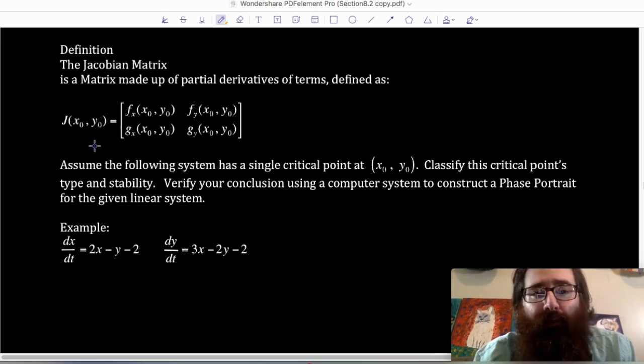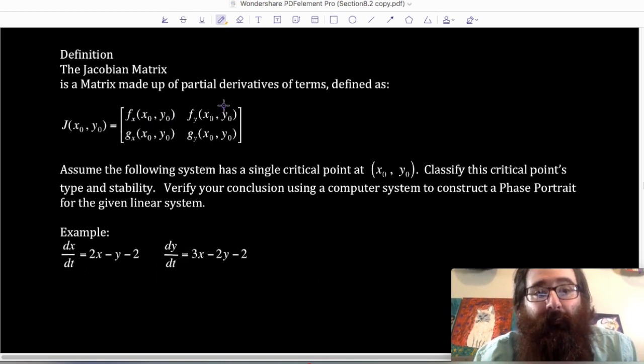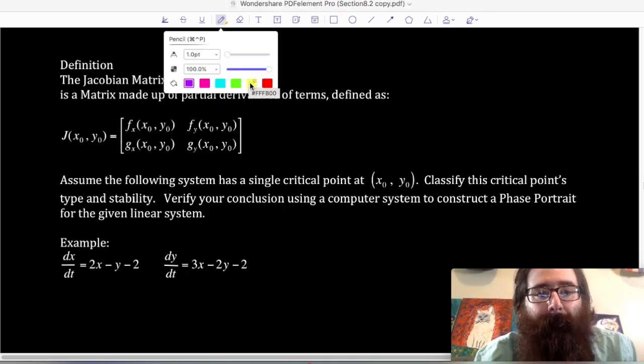The Jacobian is really going to be important when we're working with examples in the next section, where we're really going to need it when we take a look at these almost linear systems. The Jacobian matrix is a matrix made up of partial derivatives of terms. We call it J for Jacobian, and here the Jacobian is evaluated at x sub 0, y sub 0. Now, what we're doing is building a top row for the matrix with the partial derivatives f sub x and f sub y. So let's just recap here.